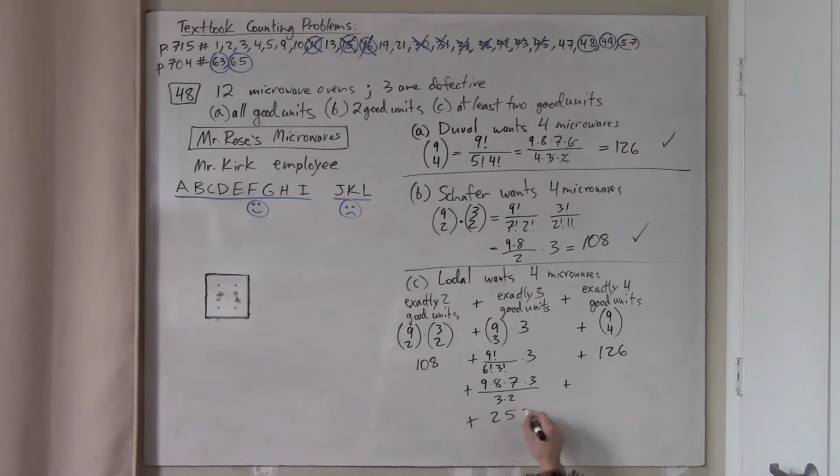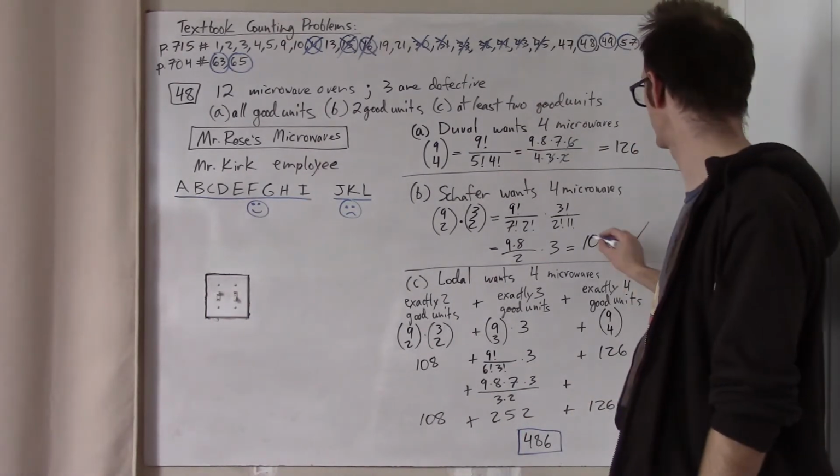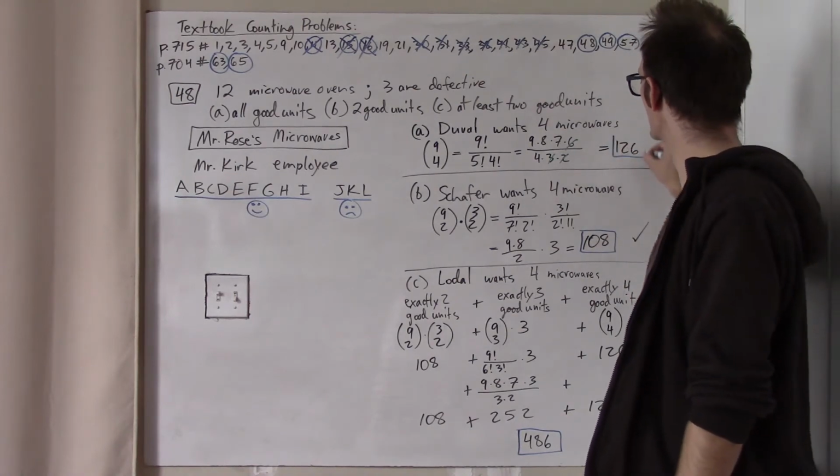Okay, so if I did my math right, I think I did, that number sounds familiar. The final answer is going to be 108 and 252 and 126. And if we add those up, we get 486. Okay, and that just is the right answer to this problem. So if you've been following along this whole story and you totally get it, well, that's awesome. And this is the right answer to all 3 of these problems, and everything is all good.